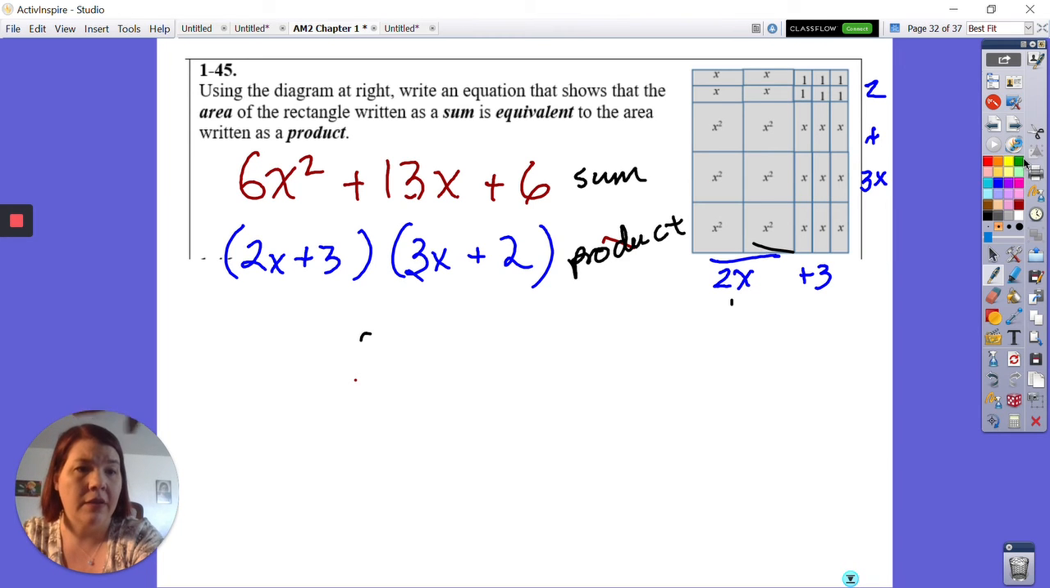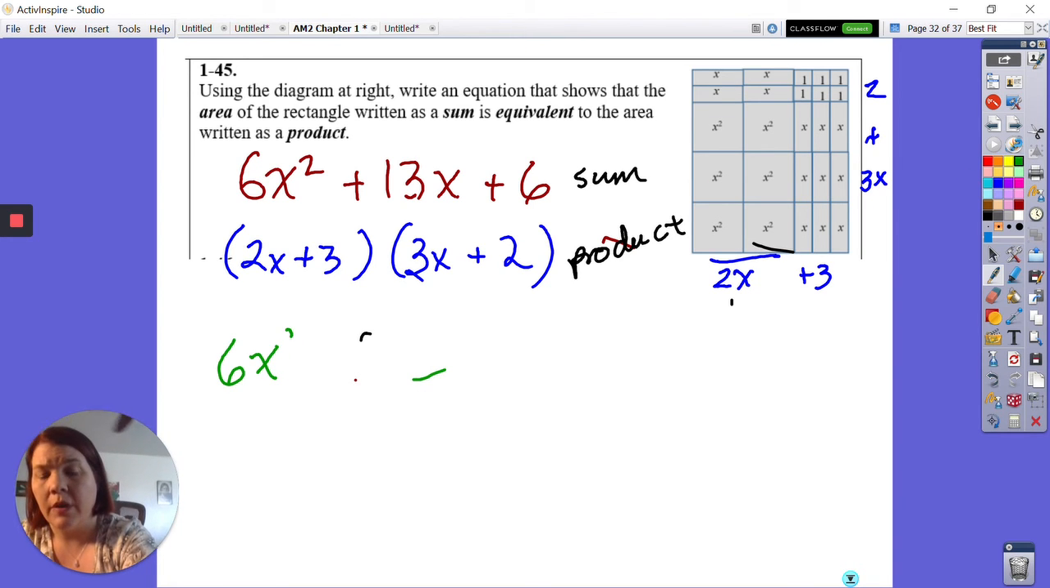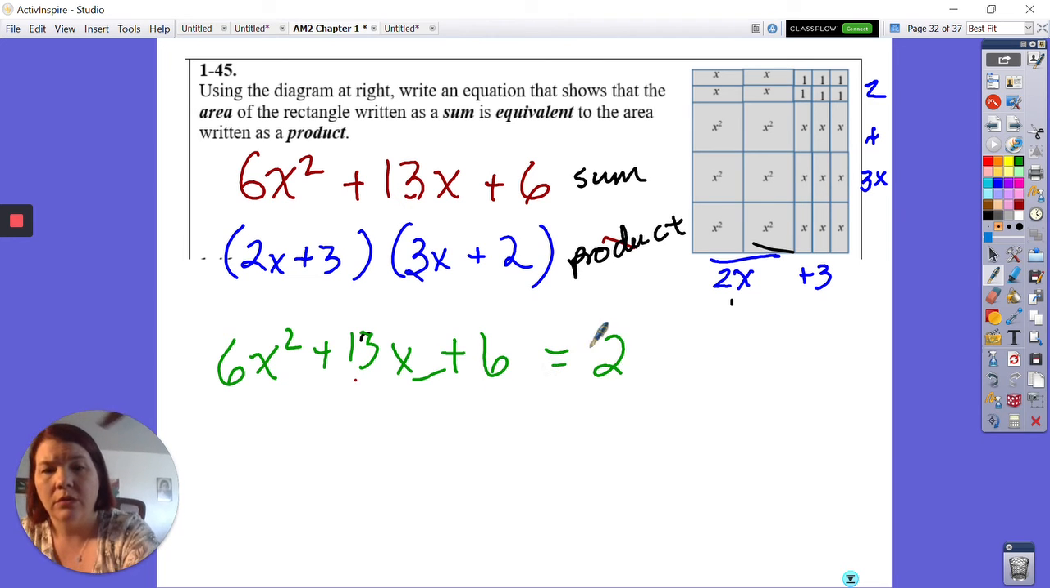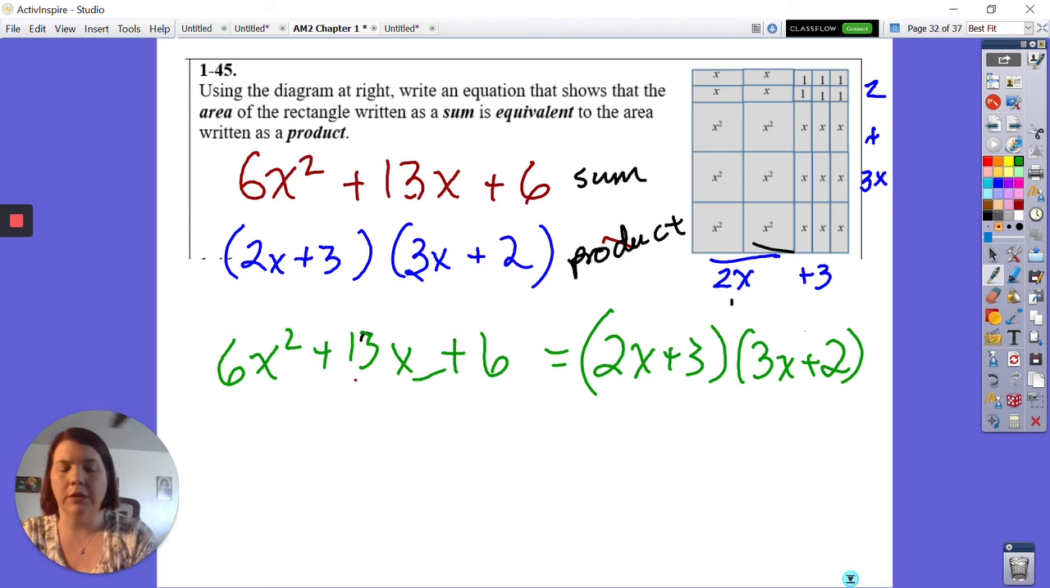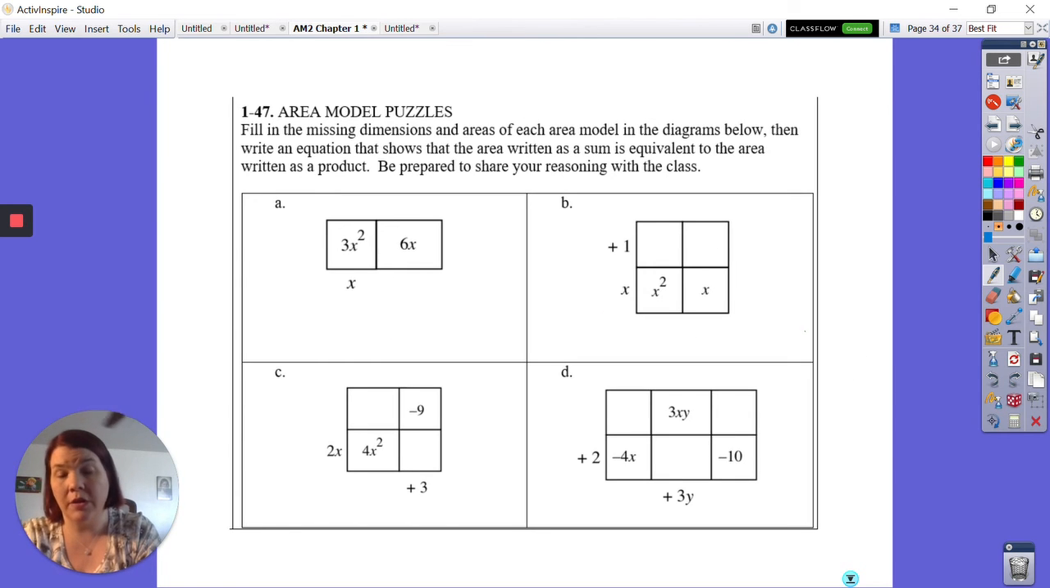So I should have written as my equation 6x squared plus 13x plus 6 is equal to (2x plus 3) times (3x plus 2). I should have had that written. I apologize. I didn't read the instructions. So that's what they're asking you to do, is fill in the missing pieces and then write down the area as a sum, the equation, area as a sum equivalent to product. Okay, so again, pause your screen now and do these problems. I will be pausing my recording, and the answers will just show up. So make sure you pause.